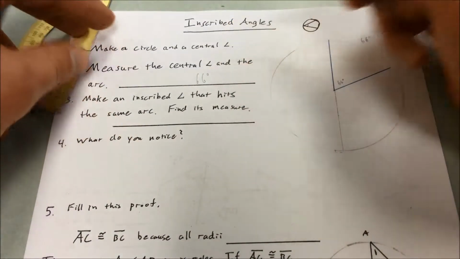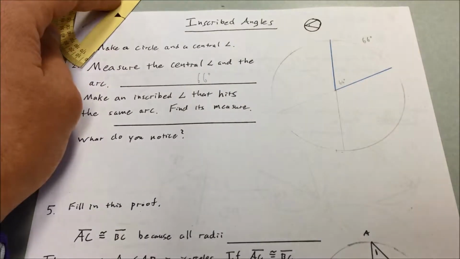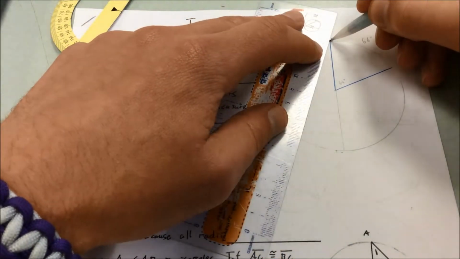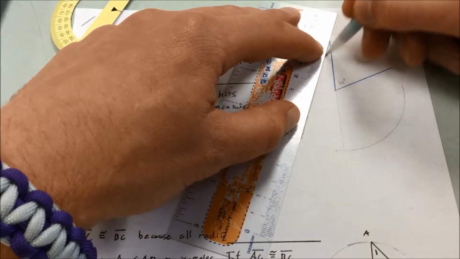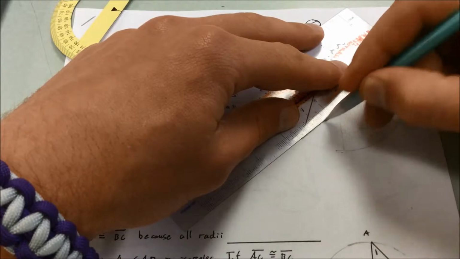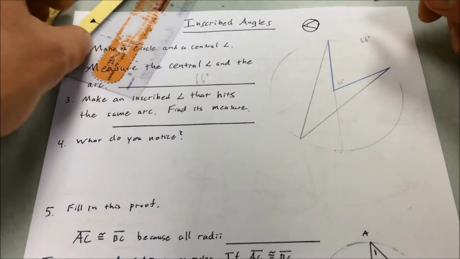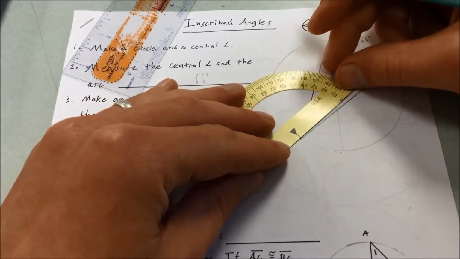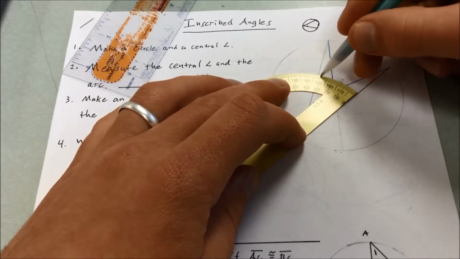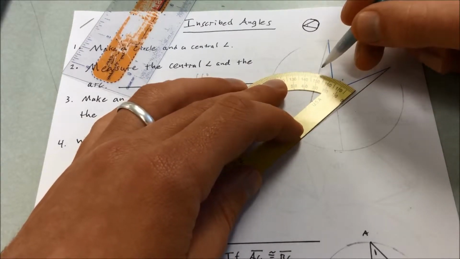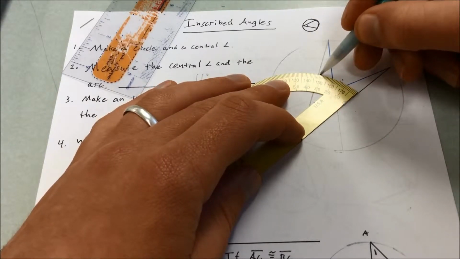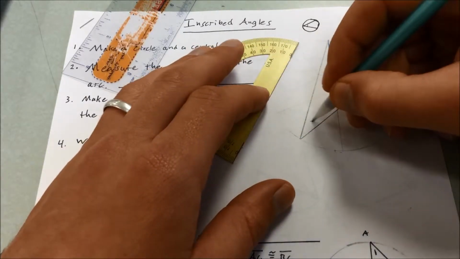So 66 degrees. Now, I'm going to make an inscribed angle that hits the same arc. So I'm actually going to do mine over here. Now I'll come over here. So here's my inscribed angle. And I'm going to measure this one as well. Right down there. Measure here. Measuring correctly, so there's 30, 31, 32, looks like about 33 degrees.